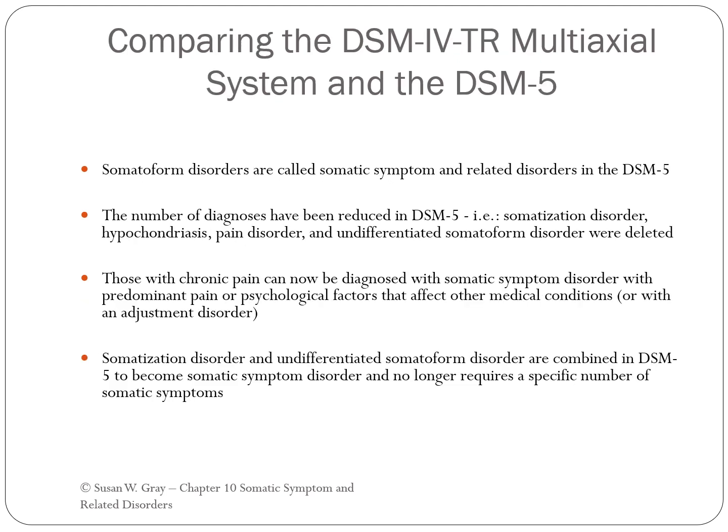So when we compare the DSM-4 to DSM-5 in this section, somatoform disorders are now called somatic symptom and related disorders. The number of diagnoses has been reduced, with somatization disorder, hypochondriasis, pain disorder, and undifferentiated somatoform disorder deleted. Those with chronic pain can now be diagnosed with somatic symptom disorder with predominant pain or psychological factors affecting other medical conditions. And somatization disorder and undifferentiated somatoform disorder are combined in DSM-5 to become somatic symptom disorder.